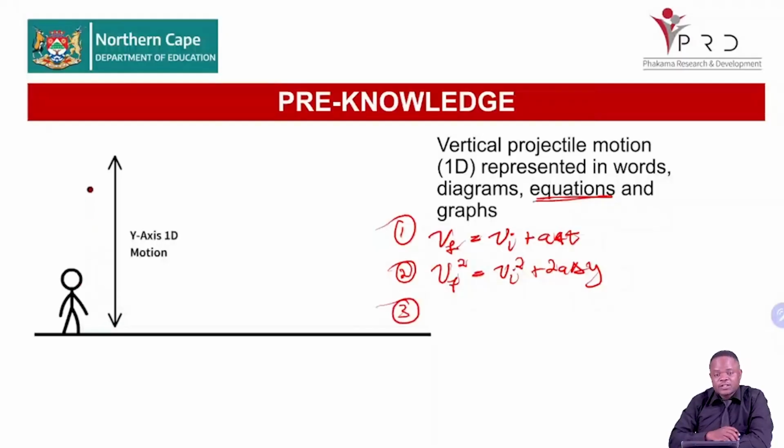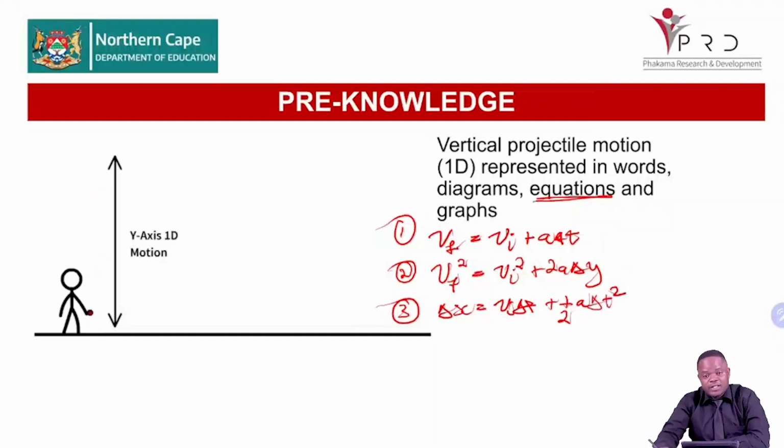Number 3, which other equation do you remember? We're saying delta y is equal to initial velocity times time plus half a delta t squared. Right, so you need to remember all these equations of motion, and you should be able to apply them. Identify the variables that you have from the given information, and then you do the necessary calculations when it comes to your equations of motion.